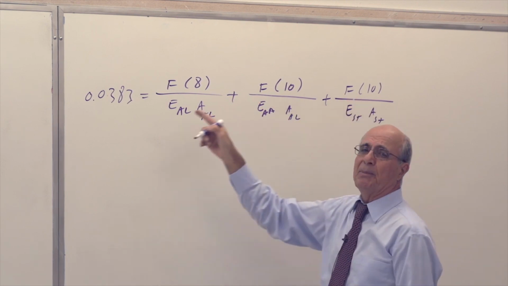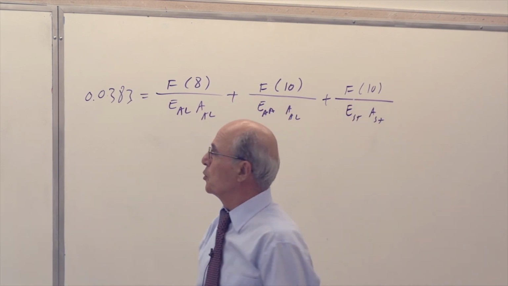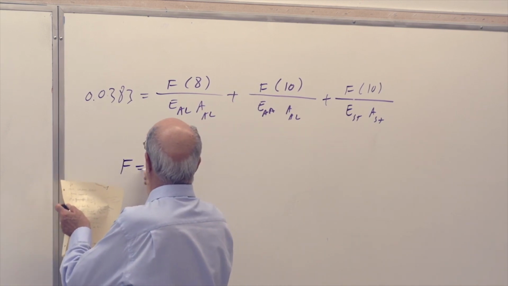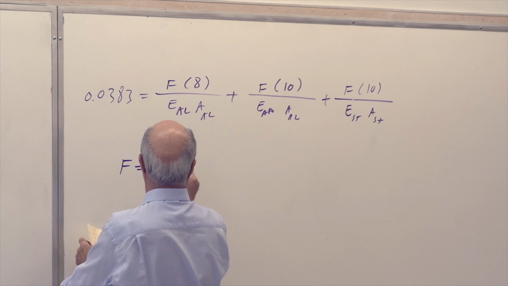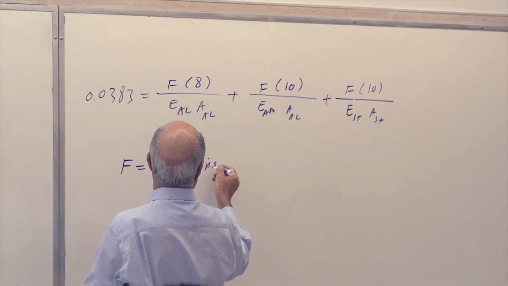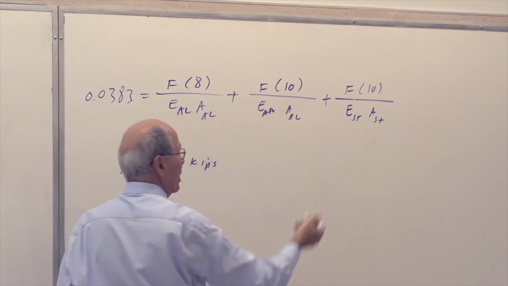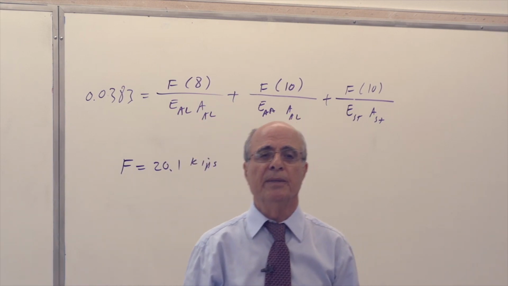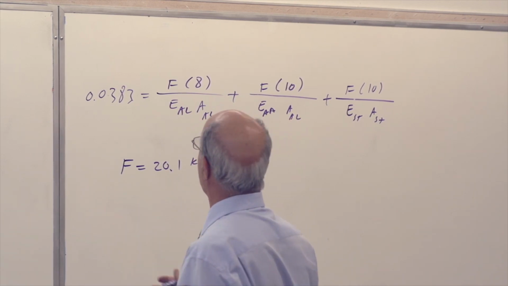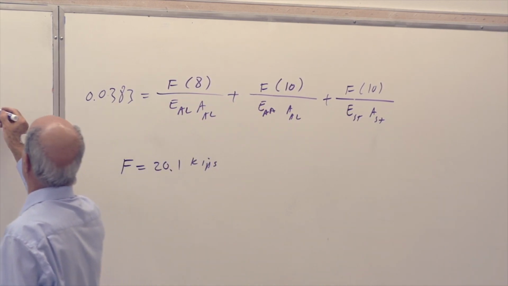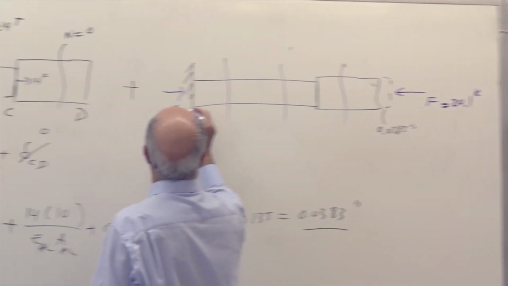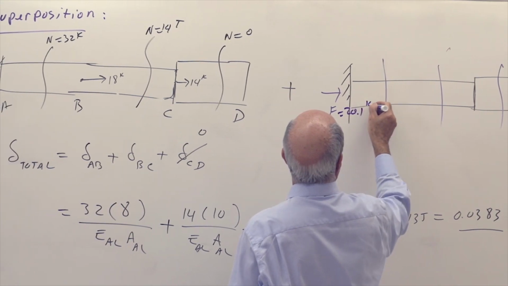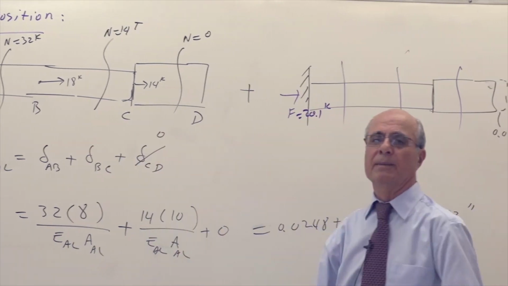Everything is given except the value of F. So when you calculate it, F ends up equal to 20.1 kips. Of course, it ends up in pounds, then you change it to kips. Is that understood? Now look, now we're putting it together. If this is 20.01 kips, and this is 20.01 kips, now put these two together.